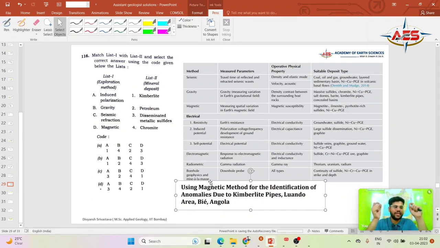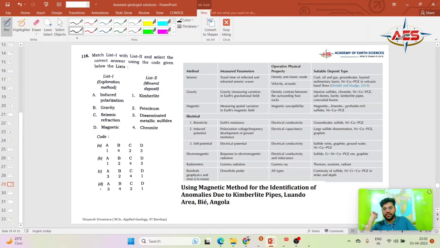There are different phases that are associated with diamonds. Diamonds occur like xenocrysts. They are not an actual part of the magma. So there will be some minerals, iron-bearing, magnetite. Magnetite would be in some proportions in kimberlites. That's why we use the magnetic method for the exploration of kimberlites. So according to this, the correct option would be A-3, B-4, C-2, D-1, option D.